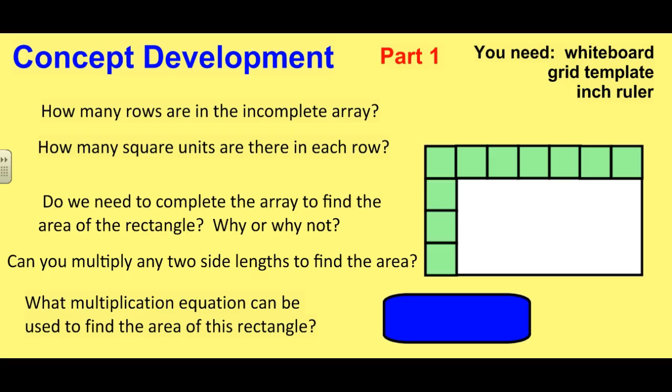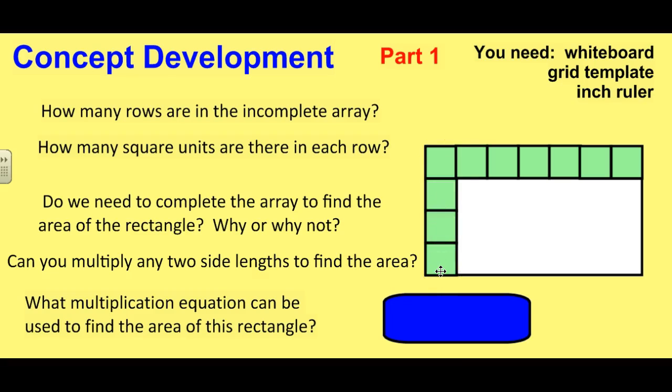Okay, so when you look at this array template on the screen, how many rows are there in the incomplete array? And the reason it's incomplete is because you see all this white space and there are not unit squares in there. So on your board, I want you to write how many rows are in this rectangle. Push play when you're ready to check it. Okay, so you can see that there's 1, 2, 3, 4 rows.